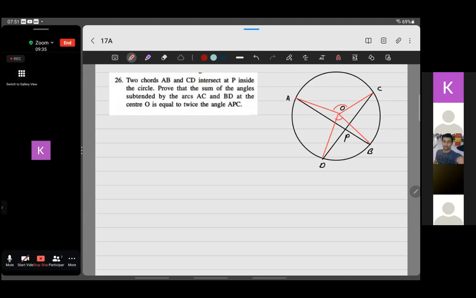तो इसके लिए क्या करना पड़ेगा? एनी आइडिया क्या करना पड़ेगा इसके लिए? कम ऑन, टेल मी.